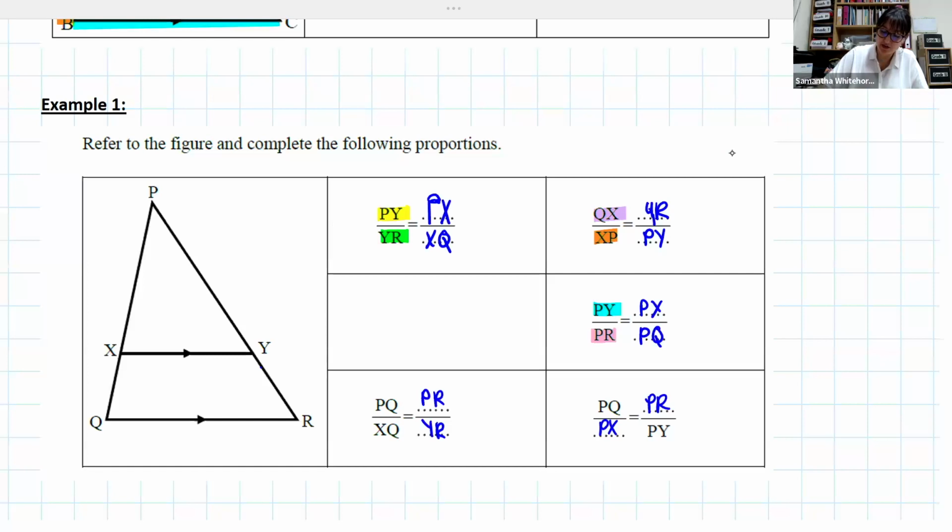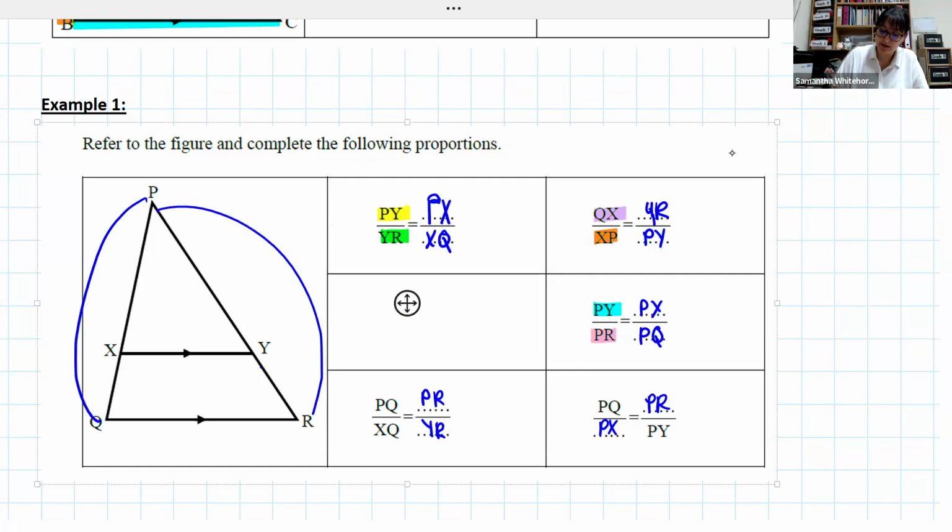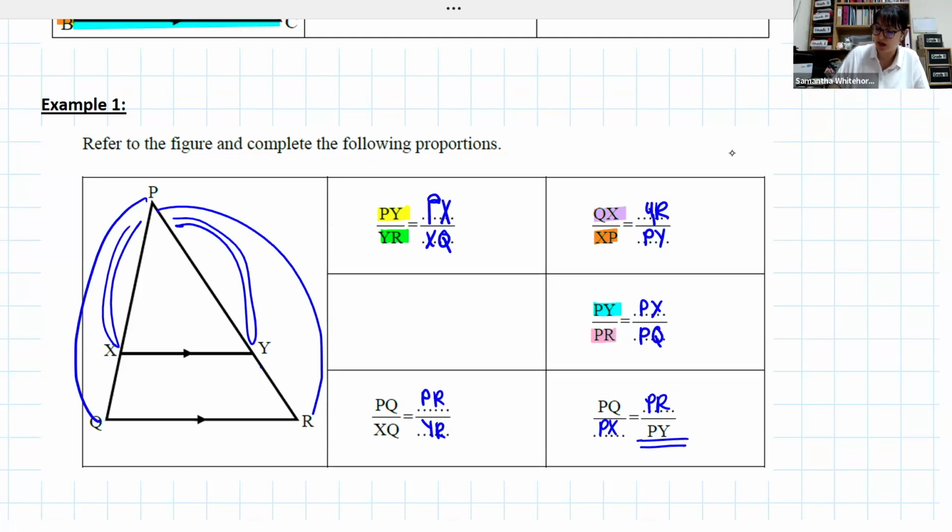Okay, exactly. Now this one is a bit tricky because it was a weird situation, but PQ is the whole side length, which means this numerator must be the whole side length, which is exactly what Siba said. PY is the top segment. So on the other side, the top segment is PX.